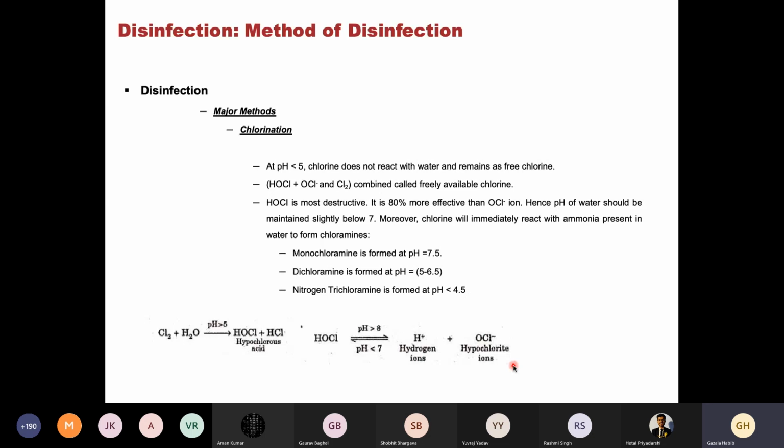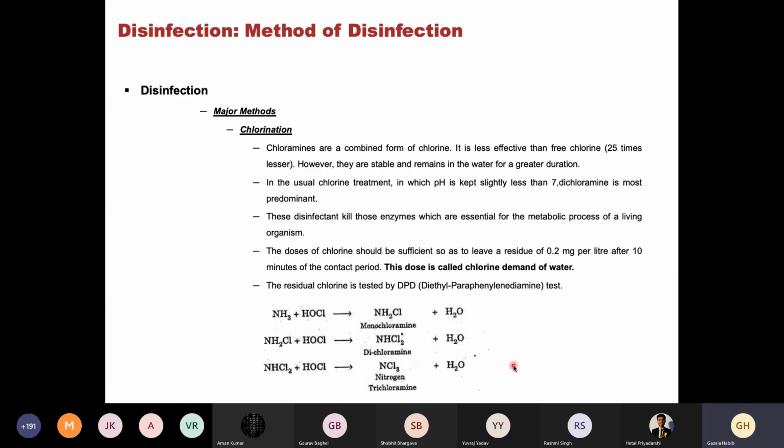So generally, chloramines are called combined chlorine. HOCl and Cl2, if they are present, are together called residual chlorine. So these are the compounds which are responsible for killing of bacteria. Chloramines are slow killers of bacteria compared to HOCl, but they also kill the bacteria.